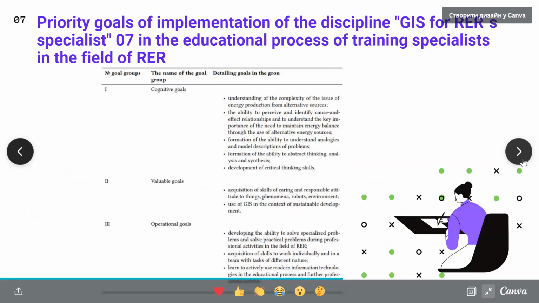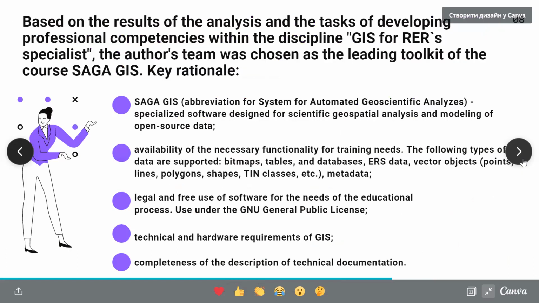The introduction of the discipline GIS for renewable energy resource specialists in the educational process of training specialists in the field of RER pursues three groups of goals, which are described in table 1. Based on the results of the analysis and the task of developing professional competences with the discipline GIS for renewable energy resource specialists, the author team chose SAGA GIS as the leading toolkit of the course.